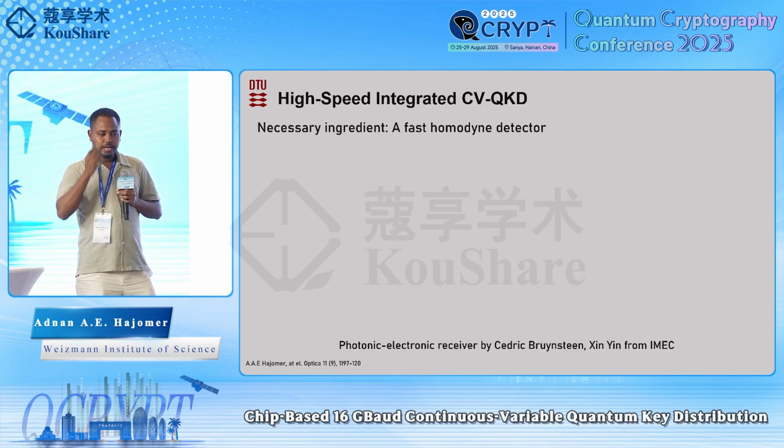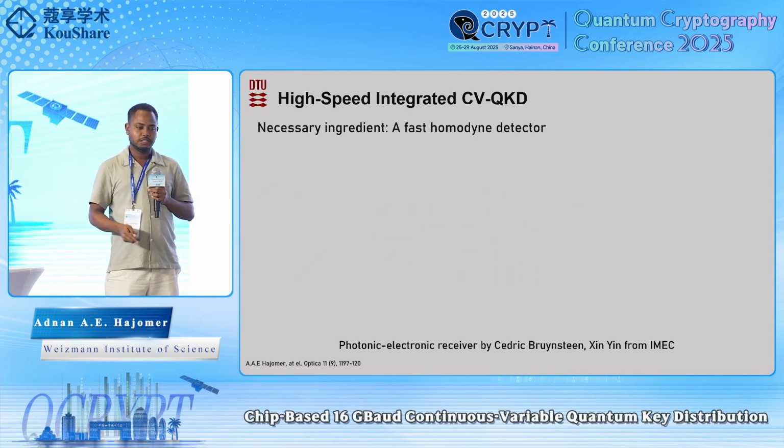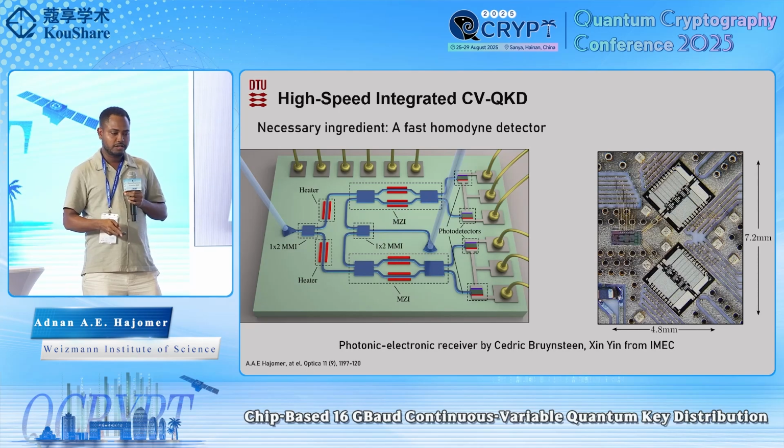Okay, so the second ingredient to have a high-speed integrated CVQKD is to have a fast homodyne detector. Again, we fabricated a fast homodyne detector, which is basically a phase-diverse receiver using two grating couplers to couple the local oscillator and the signal, and a multimode interferometer to split the signal and the local oscillator to measure I and Q. We also use heaters to introduce a 90 degree phase shift between I and Q, and we integrate a Mach-Zehnder interferometer to balance the photodiodes.